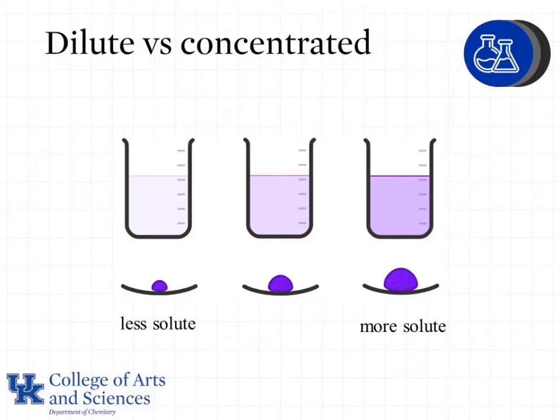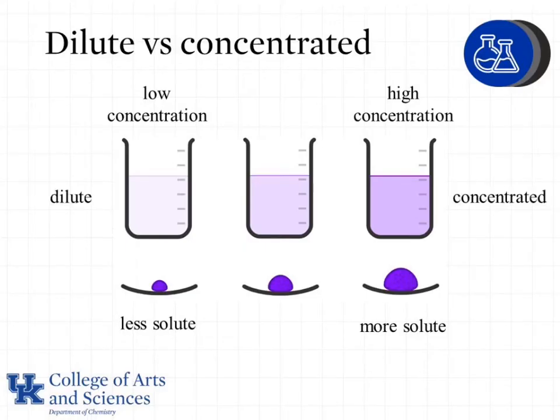So on the left, we see that we have less solute, and on the right, we have more solute. As a result of having less solute, we see the solution has a low concentration versus the solution that has more solute, which has a high concentration. Dilute and concentrated are simply qualitative comparisons between solutions.